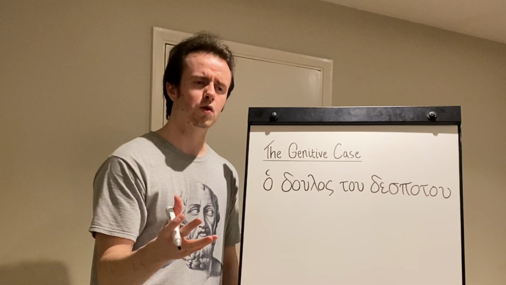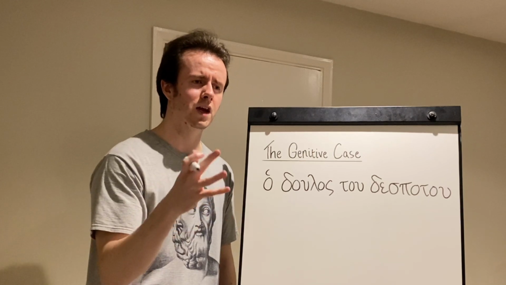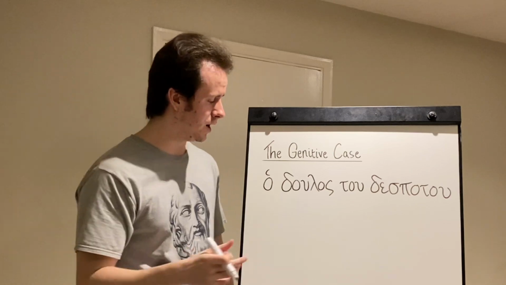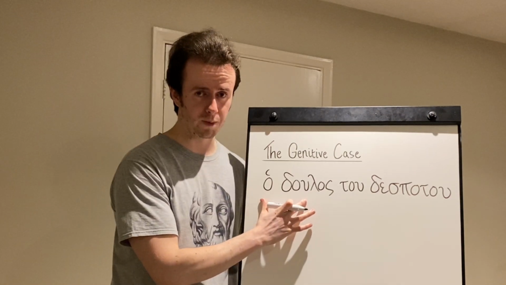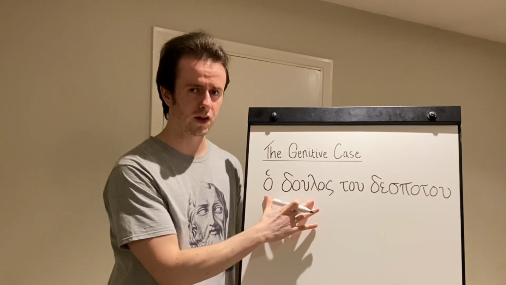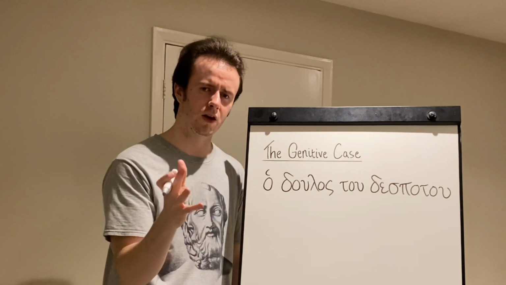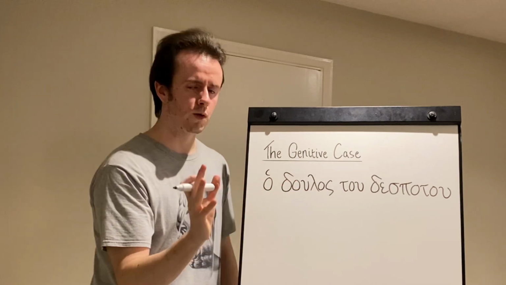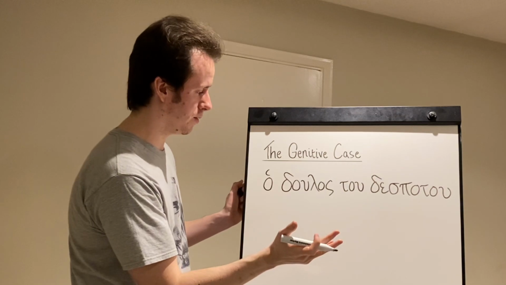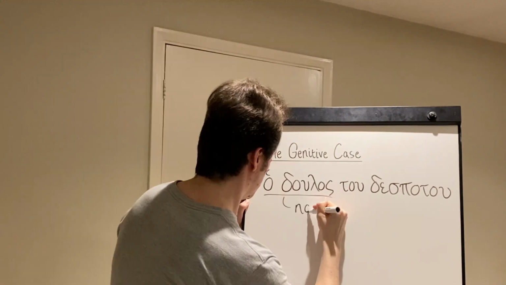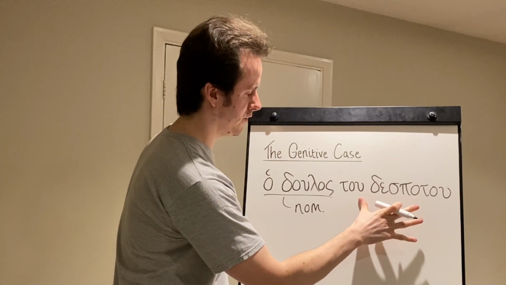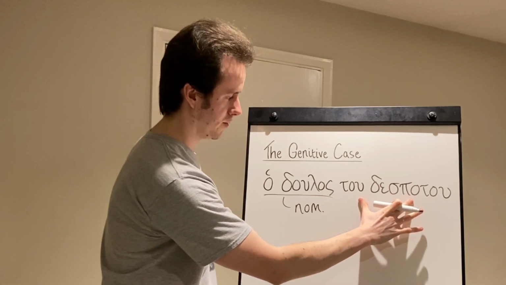So for example, you could say, I see the slave of the master, or I see the master's slave. And there, this would actually be ton doulon, it would be in the accusative. But this would still be genitive. So be aware that this need not be nominative, and I'll illustrate that more later on. But for now, just note that we've got this combination of definite article and noun in one case. In this instance, it's the nominative case. And over here, we've got a combination of definite article and noun in the genitive case.